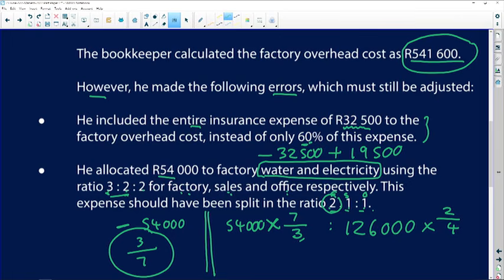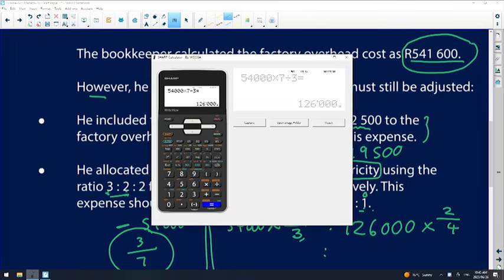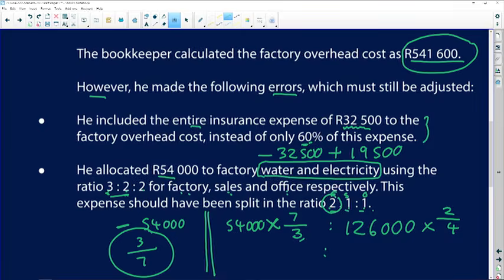Okay, right, so how am I going to now show this? Okay, let's work this out first. Right, so 126,000 times 2 divided by 4, or we can simply divide it by 2. So we're getting an amount of 63,000. That should be the correct amount.